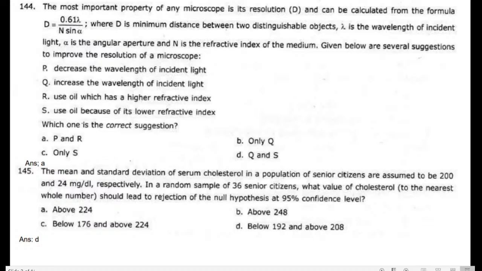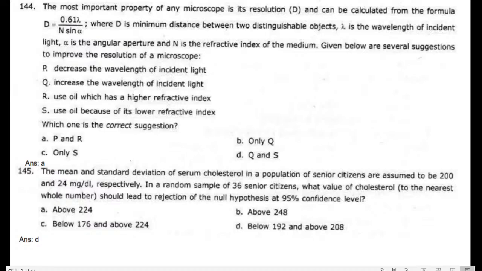How do we avoid this rejection of the null hypothesis? First, we want to understand what the null hypothesis is. Null hypothesis means there is no difference between the certain characters; the character here is the cholesterol. So no difference in cholesterol between all 36. This is the null hypothesis. All of them have the same value.